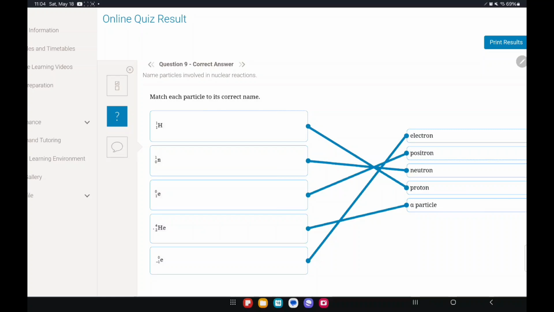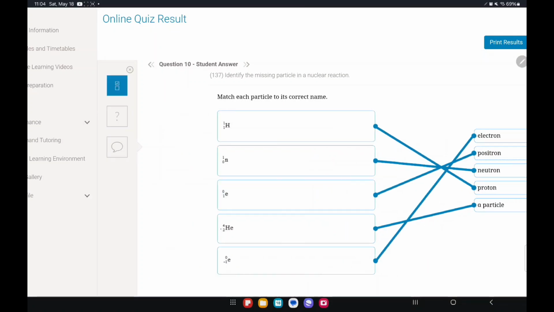Question 9. Okay, just match them. This is obviously proton. This is obviously neutron. This is obviously a positron, since there's no mass. And this is alpha. And this is electron.